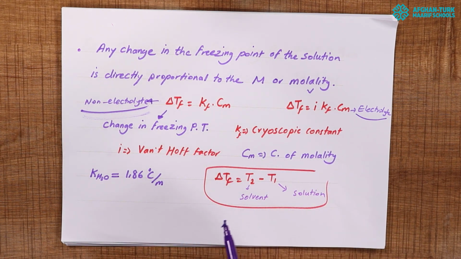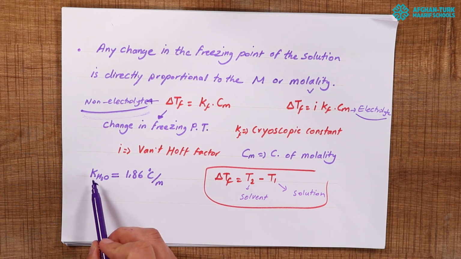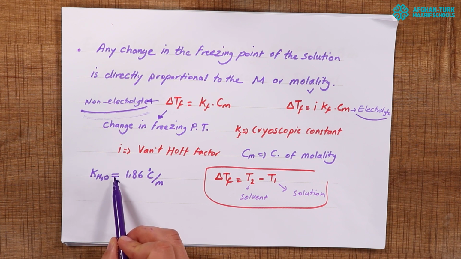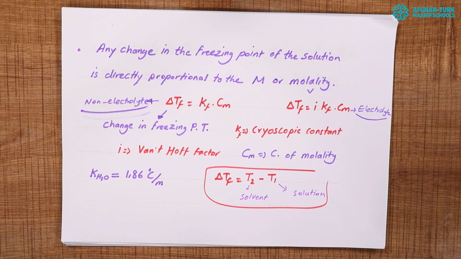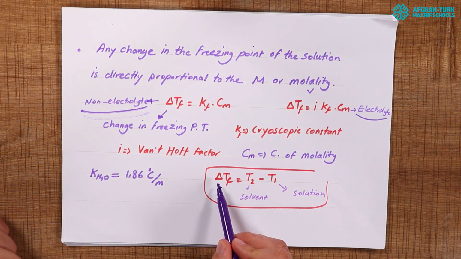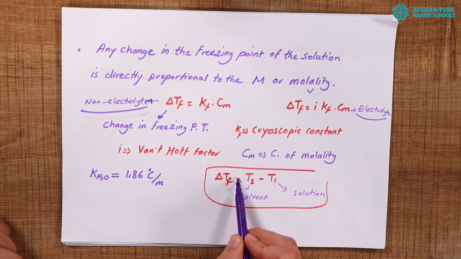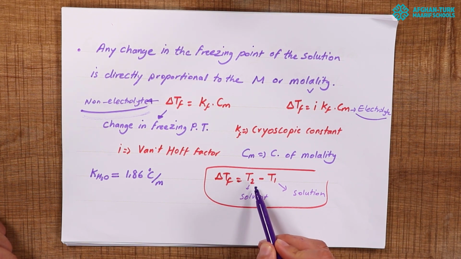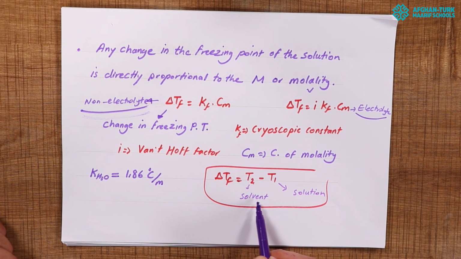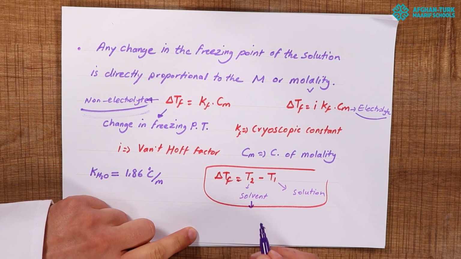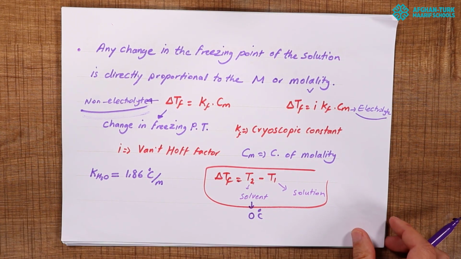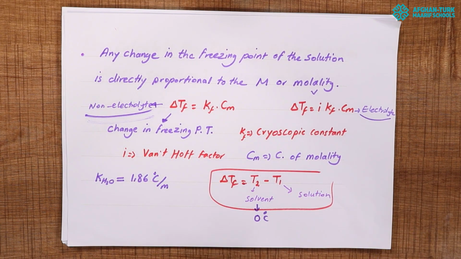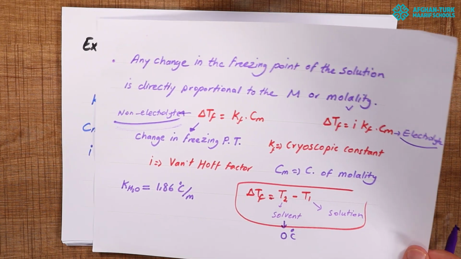The cryoscopic constant varies according to the solvent. For example, the cryoscopic constant of water is equal to 1.86 °C per molal. Also, it is so important that you understand that the change in freezing point temperature is equal to T2 minus T1. T2 shows the freezing point of the solvent, which is 0 °C. Also, T1 shows the solution. According to these formulas, we are going to solve one question.